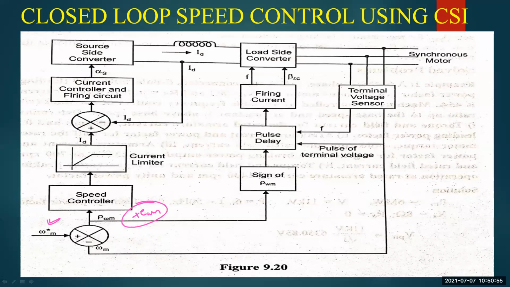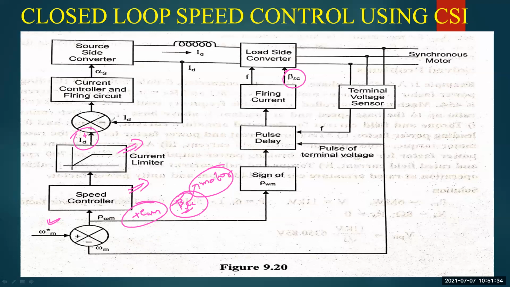So because of this, the commutation lead angle beta LC is set to motoring operation. Based on that, it operates in motoring or braking operation. If beta LC is set to the motoring operation, the speed controller and the current limiter set the DC link current reference ID star to a maximum permissible value. Then the motor accelerates, since the difference between ID star and ID is maximum.